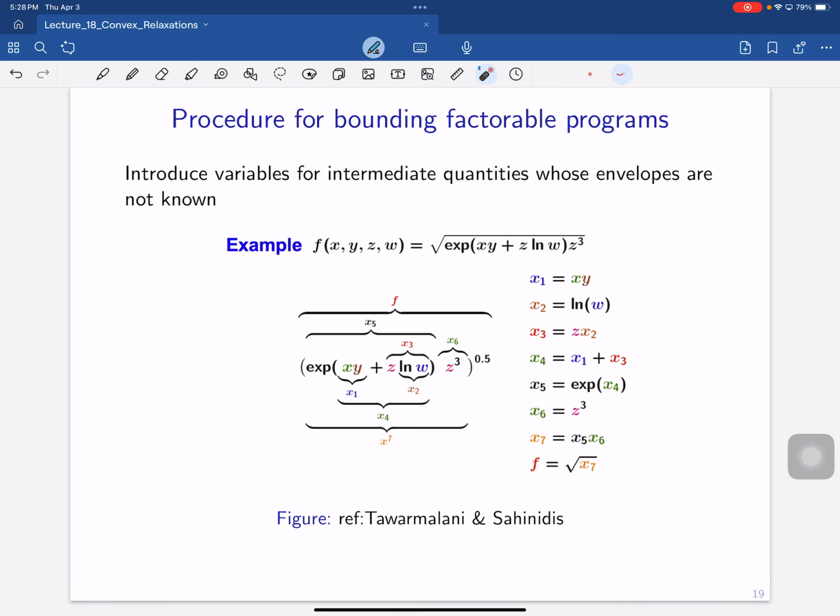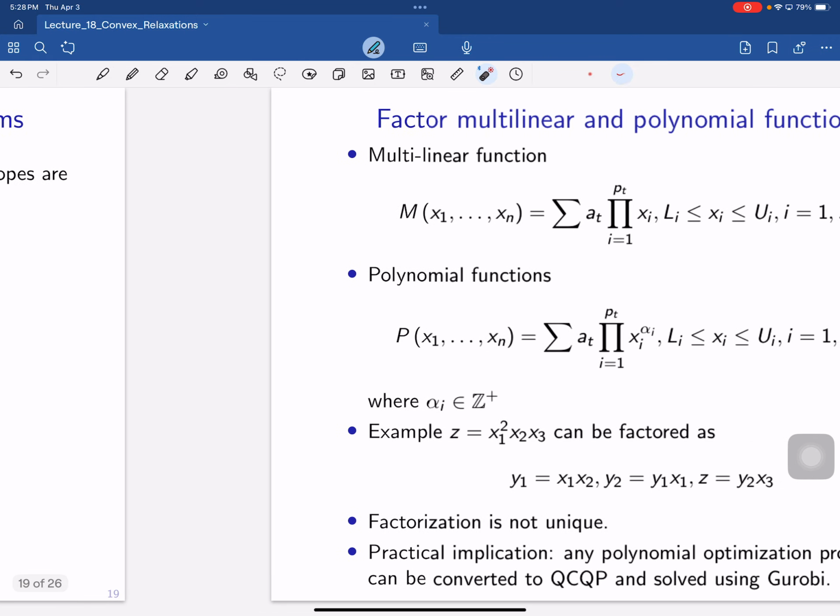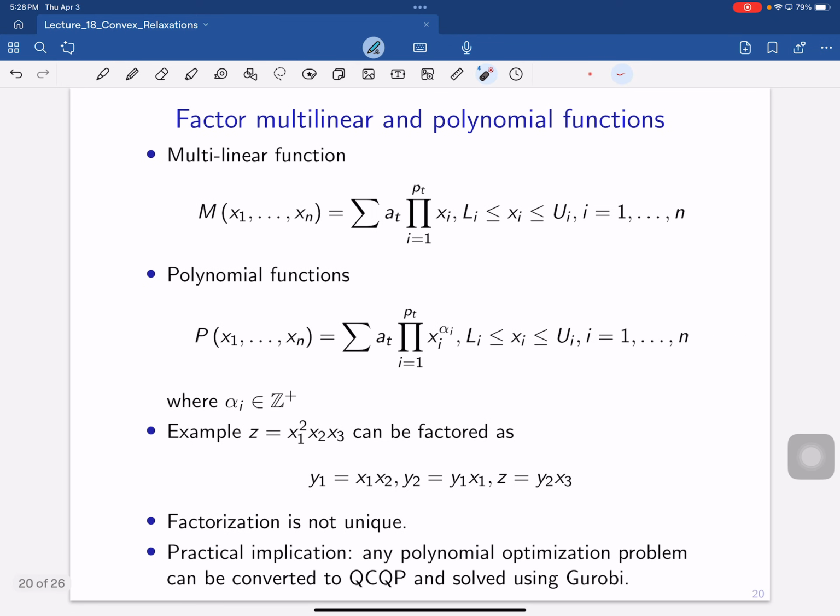Okay, so that's what solvers like Baron or Gurobi will do if you give them an expression like this. You will decompose it into easy expressions and come up with a relaxation for each of them separately. Now, here are some examples of multilinear terms or polynomial functions.